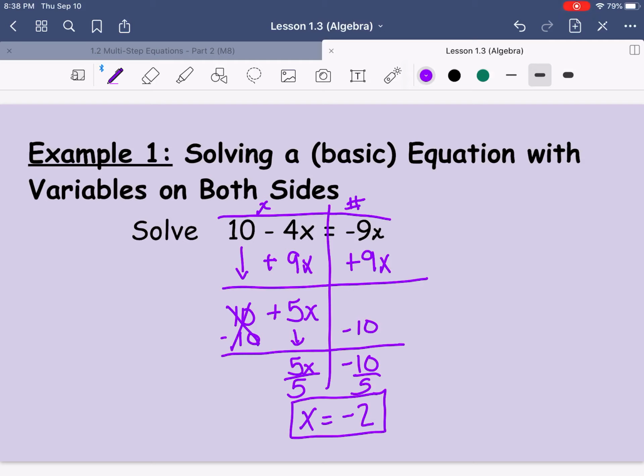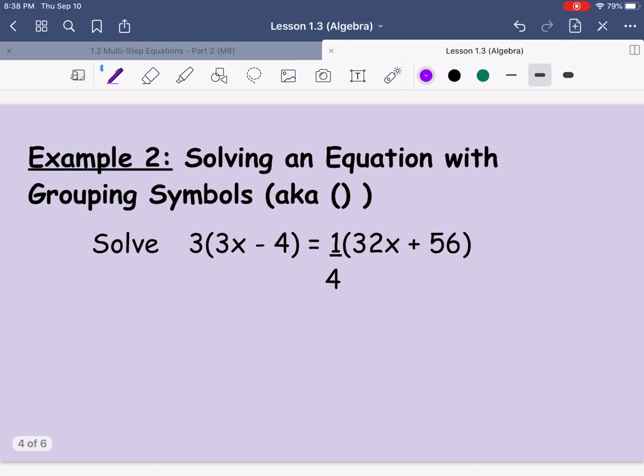There we go. All right, let's go ahead and take a look at what is called solving an equation with grouping symbols, also known as parentheses, but you could also have problems that have brackets in them. So this is just an example. We're not solving this one.